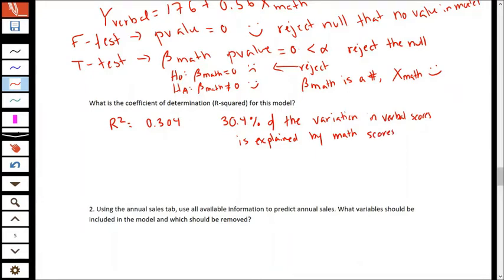There is some relationship. We saw that because of the t-test, right? We said that that coefficient is a number, that it belongs in the model. It's just that it isn't everything. It doesn't explain everything that's going on in the verbal scores. It's only explaining about 30%, okay?